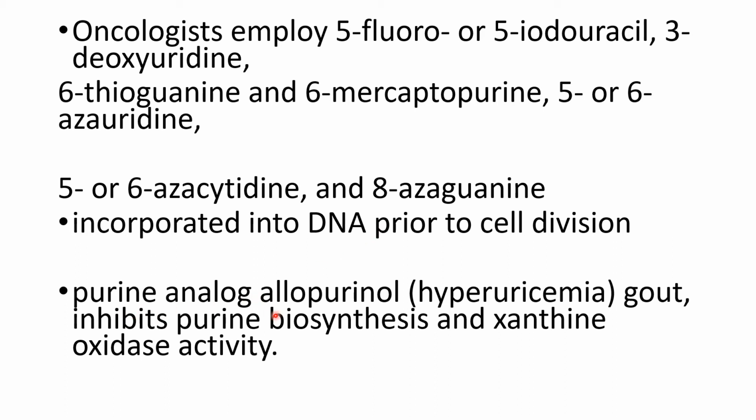Purine analogs are also present, just like allopurinol, which is used in the hyperuricemia, gout, or to inhibit purine biosynthesis and xanthine oxidase activity. The function of allopurinol is that it inhibits the enzyme xanthine oxidase. This xanthine oxidase is used to synthesize the xanthine as well as the uric acid. So when it inhibits this enzyme, it will block the synthesis of xanthine and uric acid, and so it will treat the hyperuricemia.